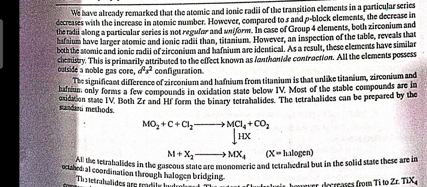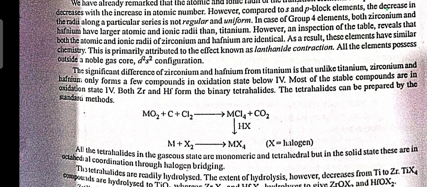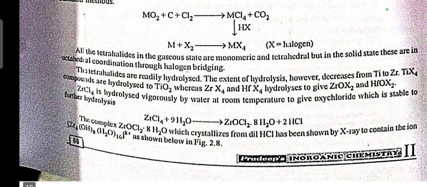Both zirconium and hafnium form the binary tetrahalides. The tetrahalides can be prepared by the standard methods: MO2 plus C plus Cl2 gives MCl4 plus CO2; MO2 plus HX; or M plus X2 gives MX4, where X is a halogen. All the tetrahalides in the gaseous state are monomeric and tetrahedral, but in the solid state there is octahedral coordination through halogen bridging. The tetrahalides are readily hydrolyzed.